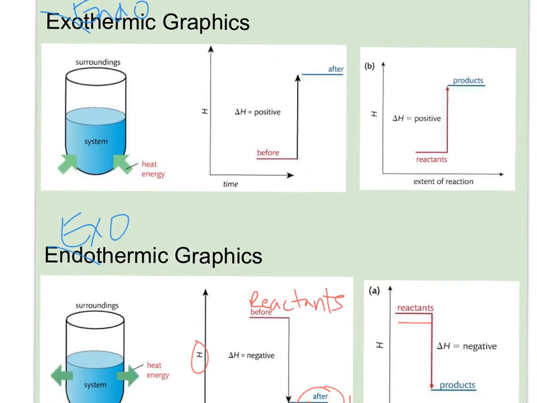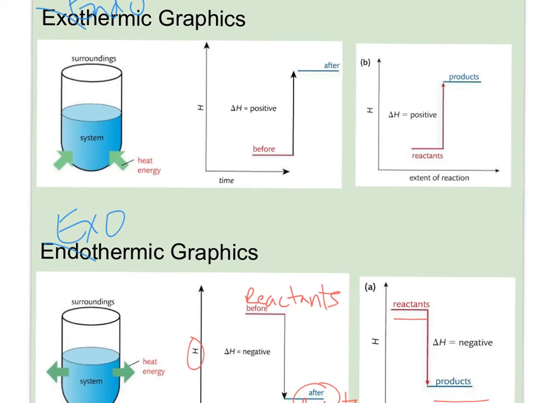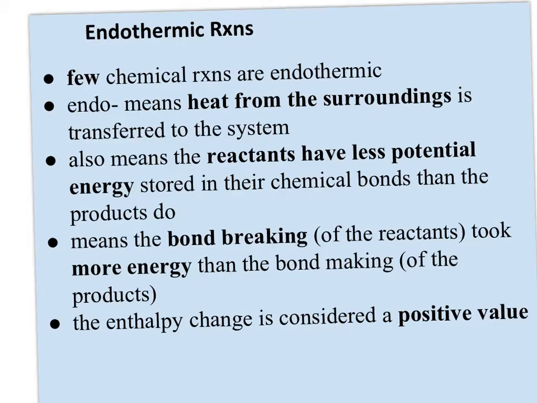Now we have energy coming into the system. So the reactants before have less energy, and the products after require more energy. So in the case of endothermic, it means the bond breaking is going to take more energy than the bond making. So there's a net transfer of energy into the system. And again, there aren't that many chemical reactions that are endothermic, because it's not the natural direction of a reaction.